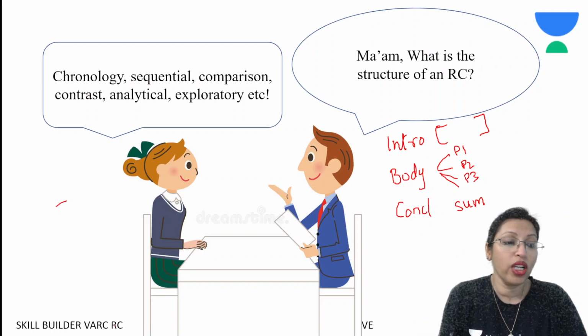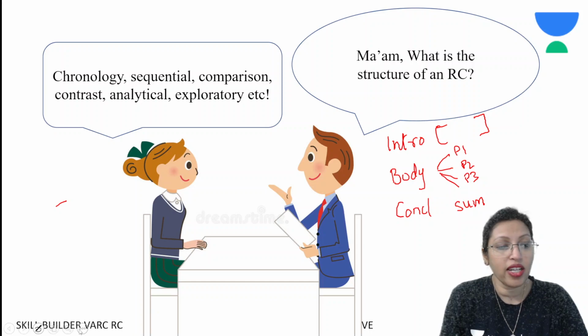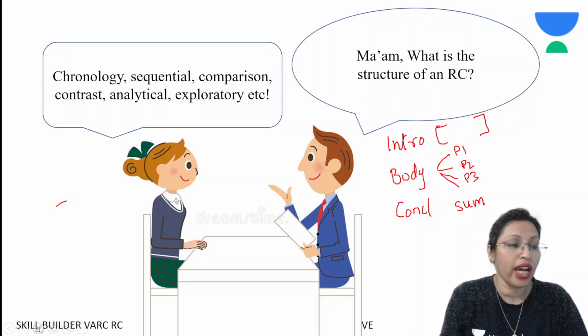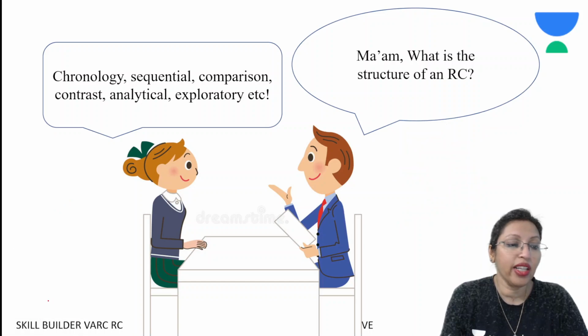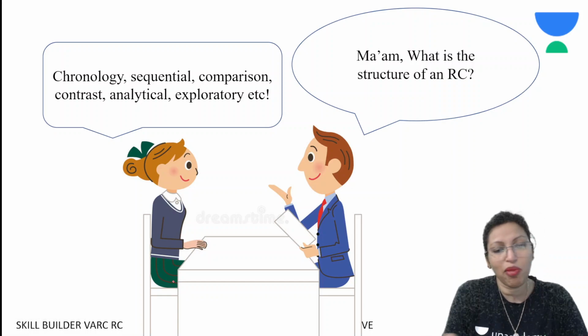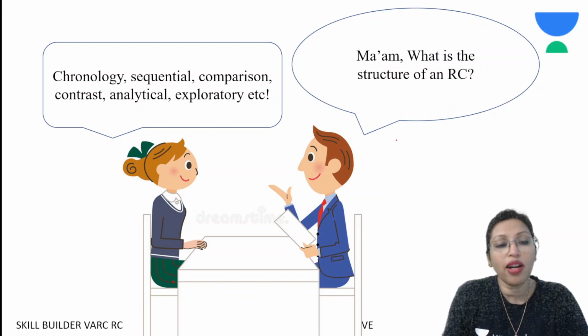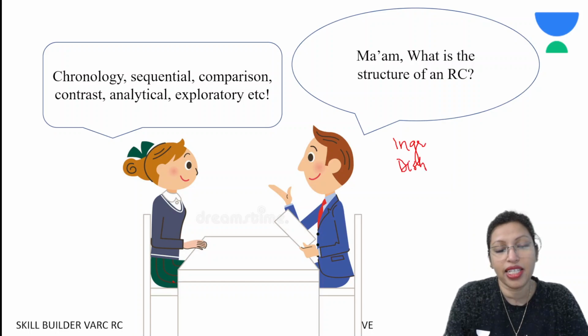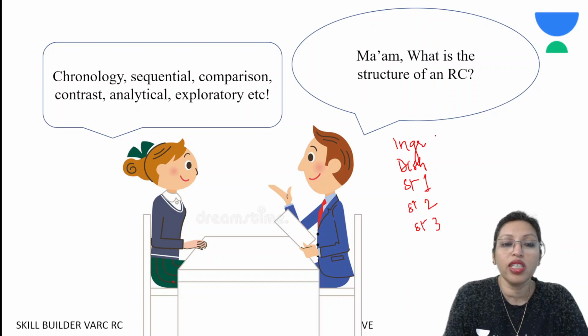But this will work only in certain RCs, not in all RCs. Let us say I tell you to write how to make a cup of tea. Now the cup of tea process cannot be the same as a comparison, right? So when you start making a cup of tea, you will tell me, okay, what all ingredients do you need? What all dishes do you need? Pots and pans. And then you will say step 1, do this, step 2, do this, step 3, do this. Obviously now this is a step-by-step process.